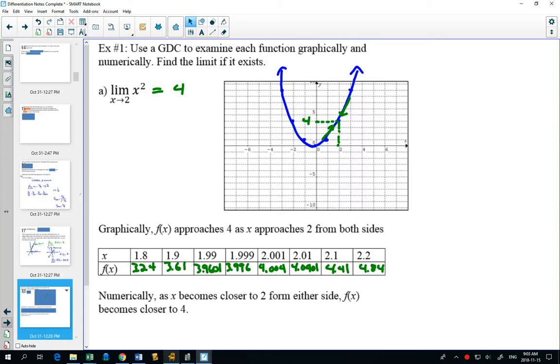It's going to be just as simple when you're asked to find that limit. If you can plug the value in, and you know that your function is a continuous graph, like a parabola, it isn't broken up into a bunch of different pieces, then you can just plug that value in.